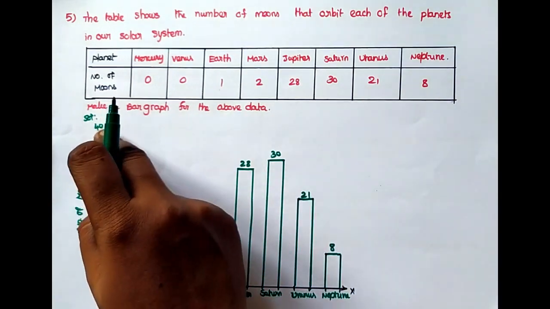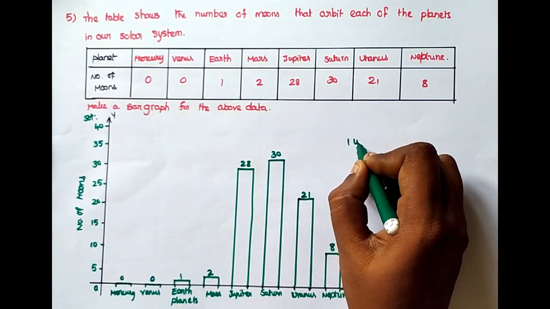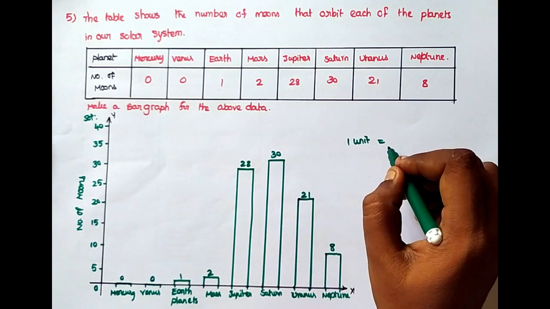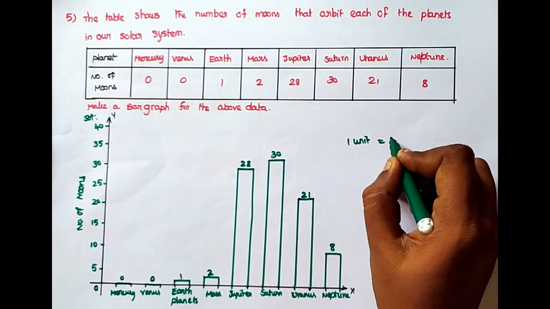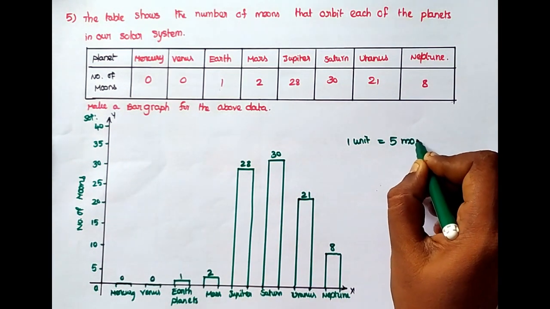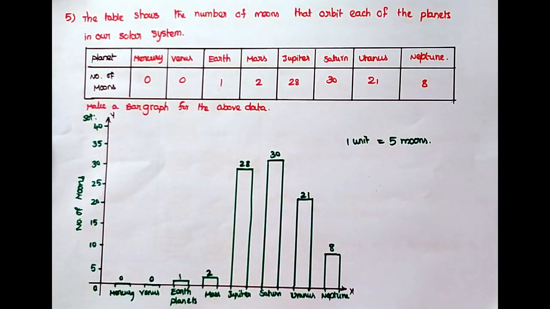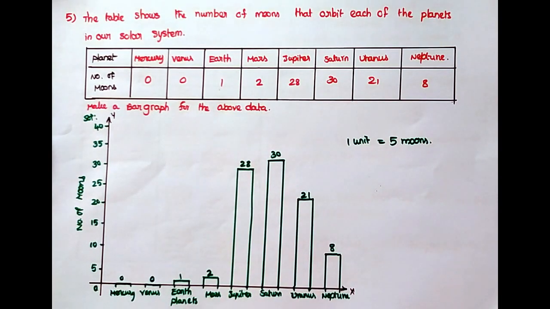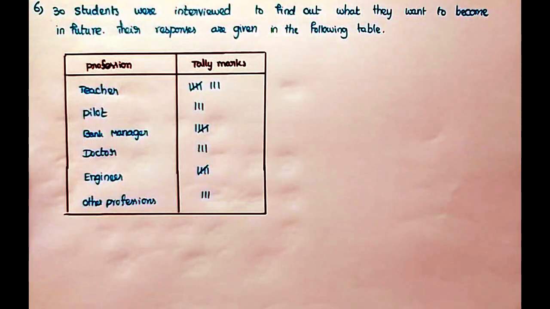In the vertical line, 1 unit equals 5, 10, 15, that means 5 moons. So that is the answer.